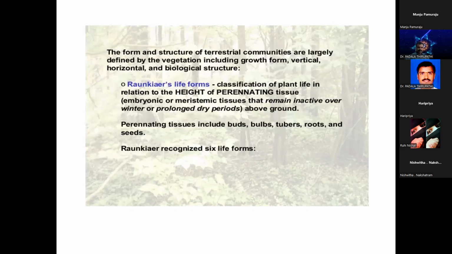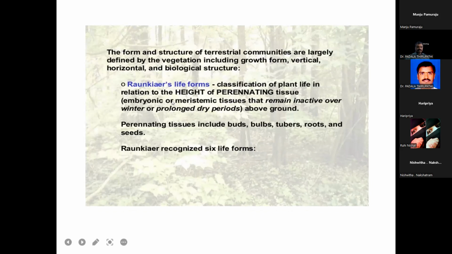So the form and structure of the terrestrial communities are largely defined by the vegetation, including the growth forms, vertical, horizontal and biological structure. So here, Raunkier's life forms. Raunkier is an ecologist. He classified the plant life in relation to the height of the perennating tissue.